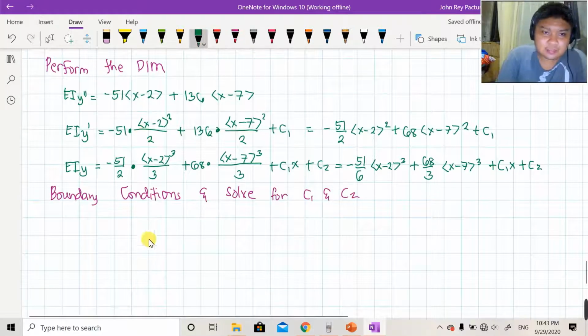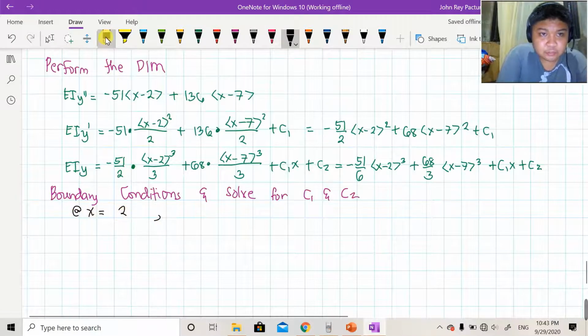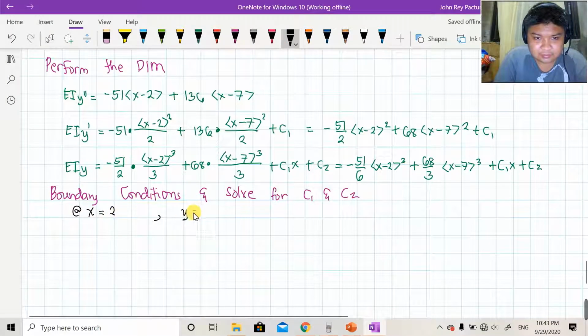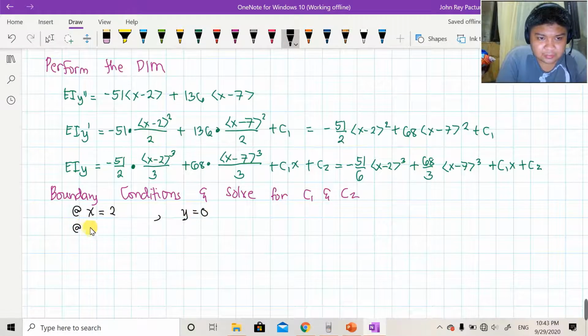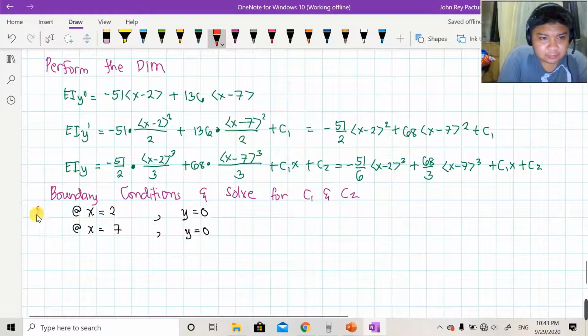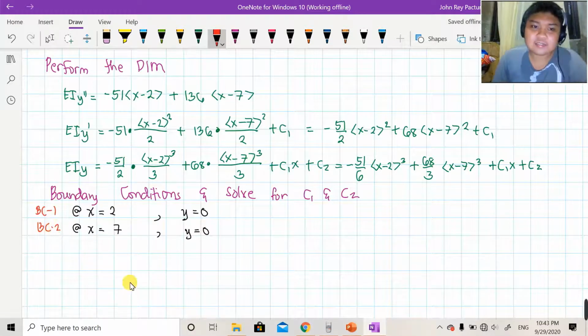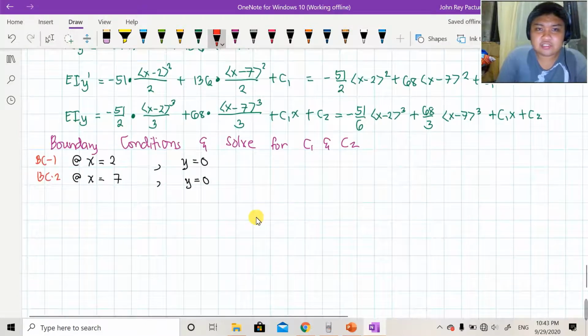So, in that case, our two boundary conditions, class: at x equals 2, since it is a support, because it is a support, y equals 0. And at x equals 7, another y equals 0. So, we call these boundary condition 1 and boundary condition 2. So there. We have established the two boundary conditions. So, let us just utilize them.